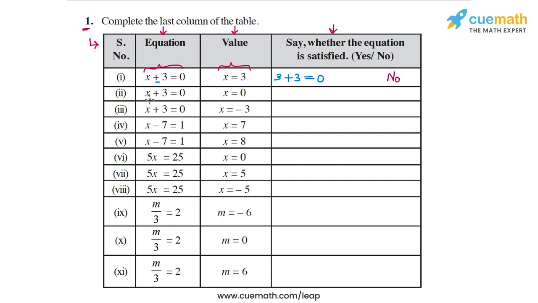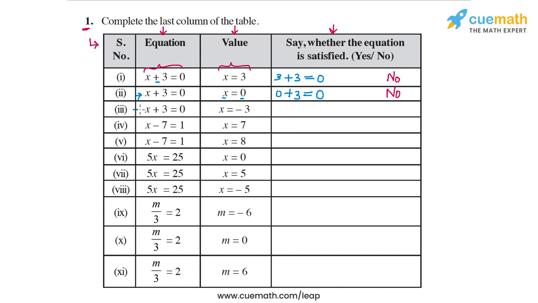Now for the second part, we have the equation again as x plus 3 equal to 0 and the variable's value is x equal to 0. So if we substitute this, we get 0 plus 3 on the LHS, and on the RHS we get 0. So we get 3 equal to 0, which is again not true. So in the second part also the equation is not satisfied.